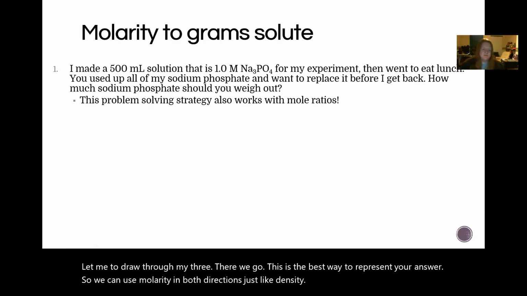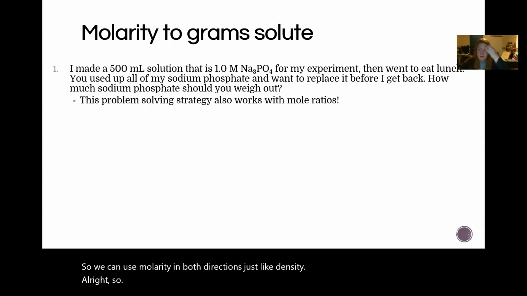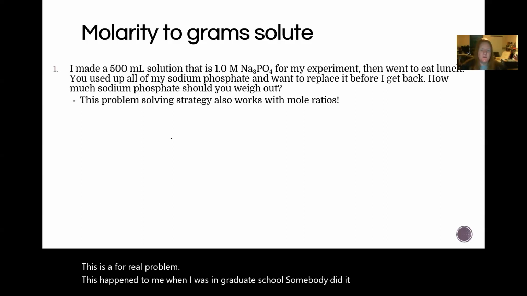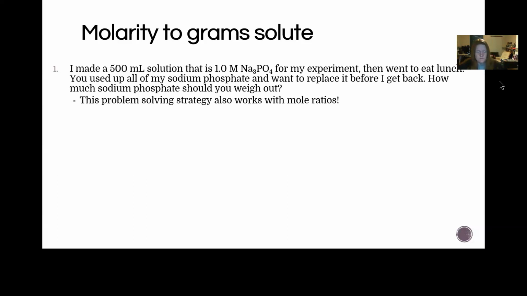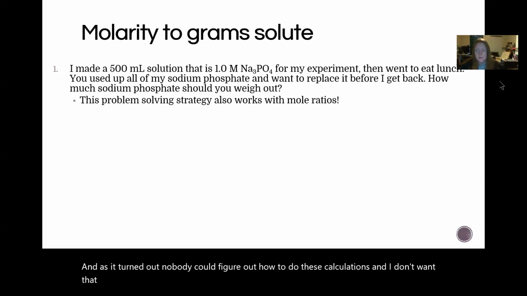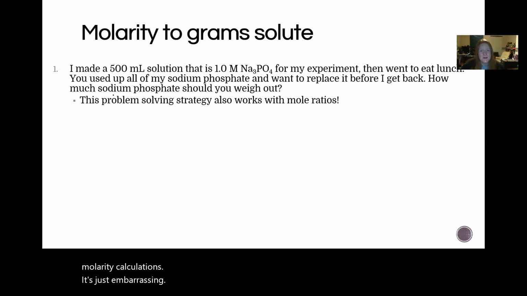All right, so this is a for real problem. This happened to me when I was in graduate school. Somebody did it when I went to lunch, and I was the only chemist in a room full of biologists, and they couldn't remember how to make the materials. As it turned out, nobody could figure out how to do these calculations, and I don't want that to happen to you. Don't become a graduate student who can't remember how to do molarity calculations. It's just embarrassing. They had to buy me lunch.